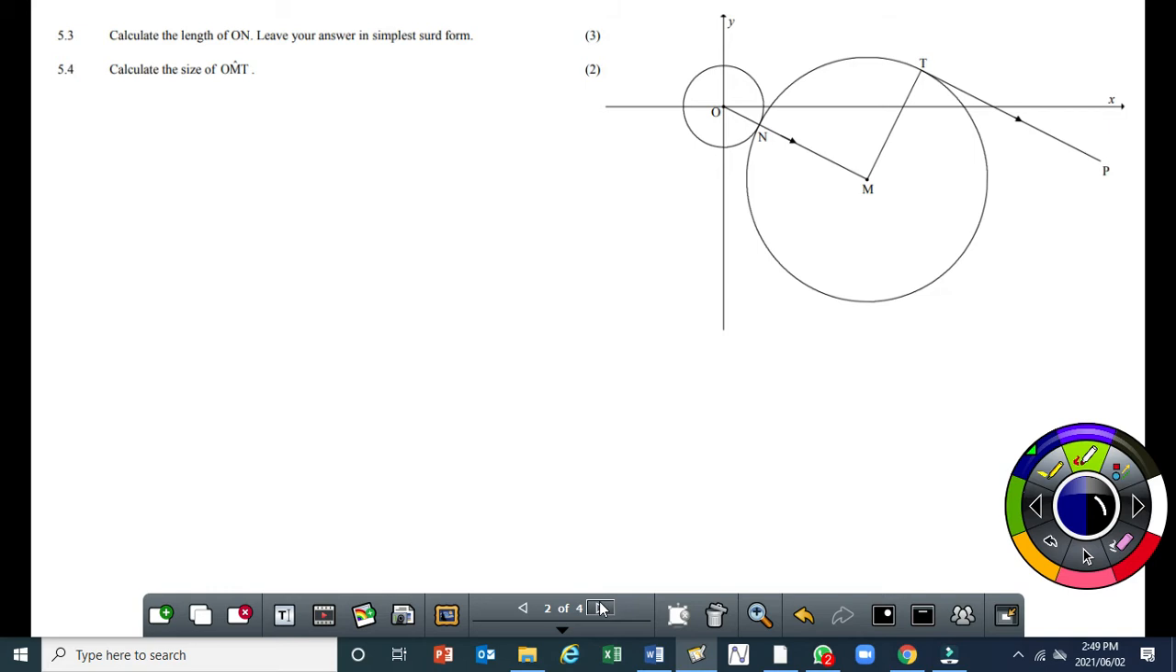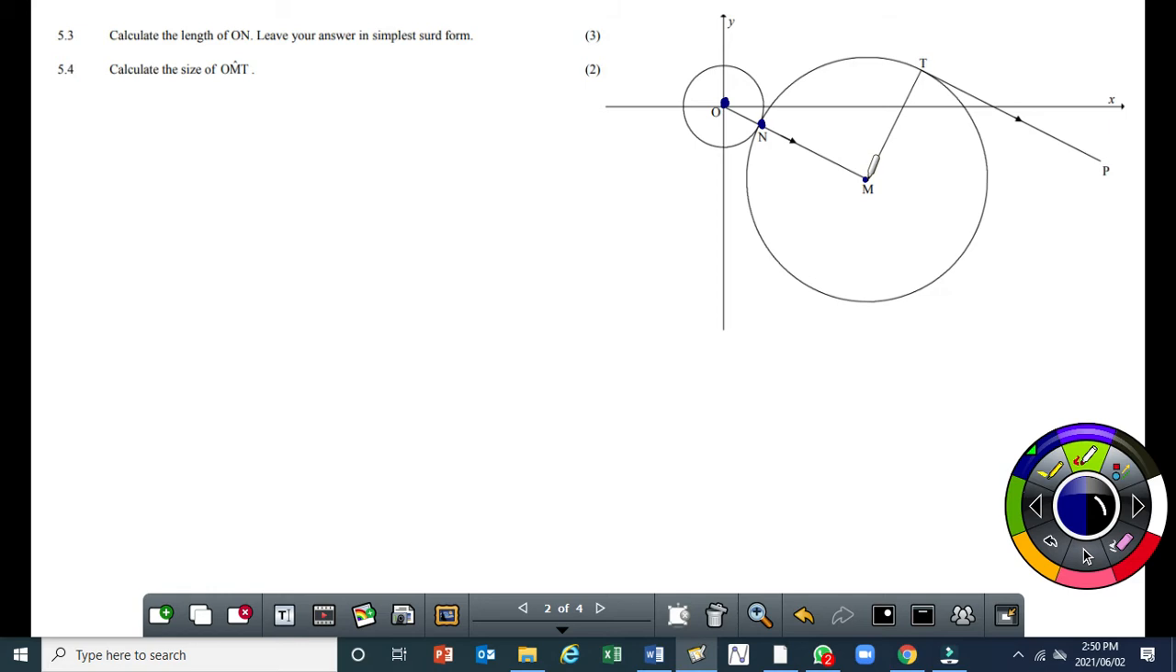Right? Then 5.3 says calculate the length of ON. Now ON is the length from the center here up to there. That's the length of ON. Okay? Now, if you want to calculate the length of ON, do you agree with me? Since we know the length of OM, ON will be equal to OM minus the radius of the big circle.